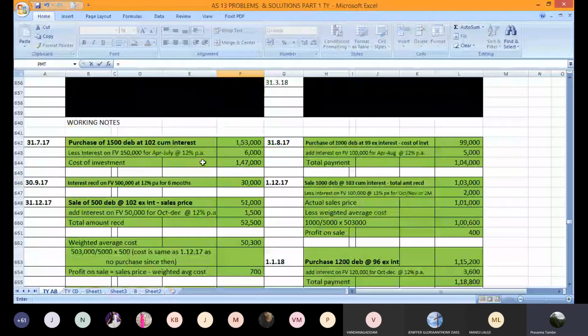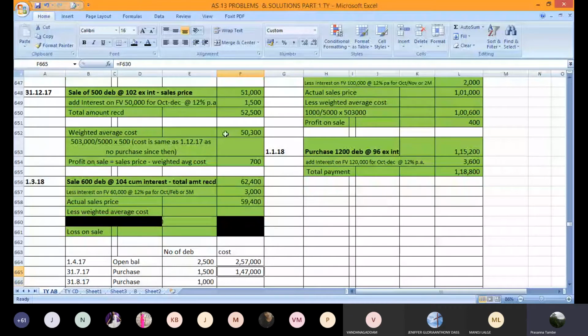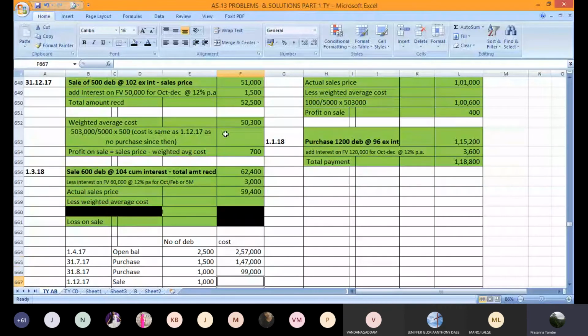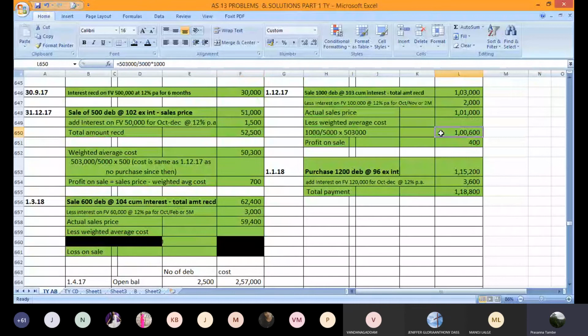Then the purchase was 147. There was one more purchase; the cost was 99,000. Now, if it is a sale, I will put a negative figure here so that I can get the net position of the number of debentures. For this sale of 1,000, I have to find out what my cost was. For the 1st December transaction of 1,000 debentures, my cost was 1,06,000. You can see here.